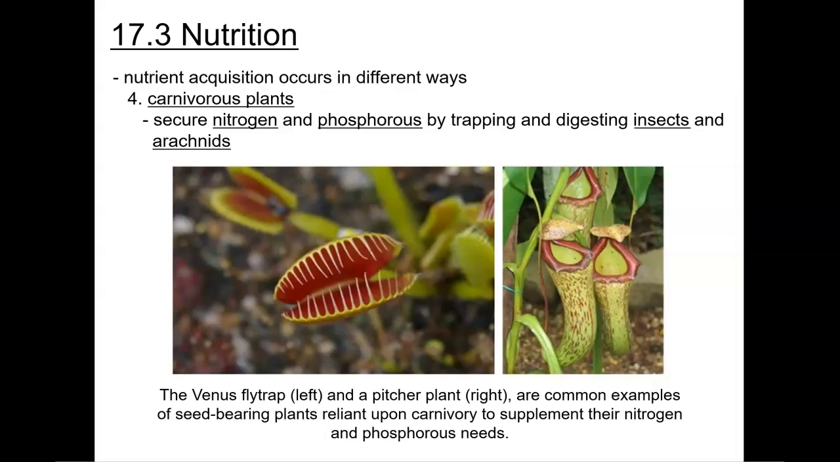The carnivorous plants are going to secure nitrogen and phosphorus by trapping and digesting insects and arachnids. As they break these insects and arachnids down, they do it using a liquid enzyme that they secrete. After it traps that insect or arachnid, it's going to start to break them down, turns their insides basically into mush, and it's able to absorb those into the plant. Next, it will open the plant back up, and it will drop the carcass that it doesn't use.